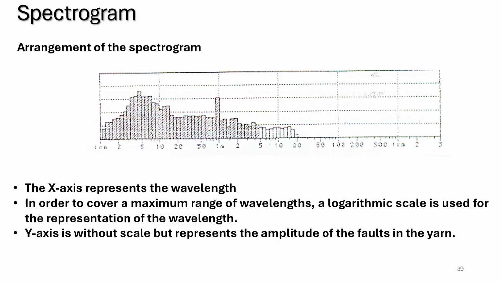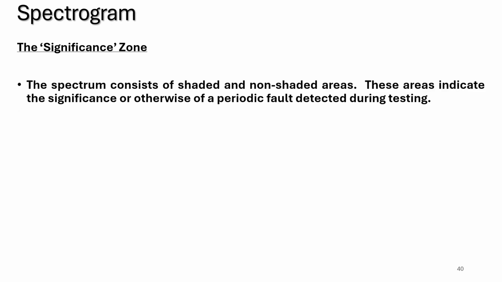Now, you can see the x axis represents wavelength, and typically it is in a logarithmic scale, and the y axis represents the amplitude of the fault. Now, we can identify the significance zone. In a spectrogram, this is a typical spectrogram, we may find different humps of different size.